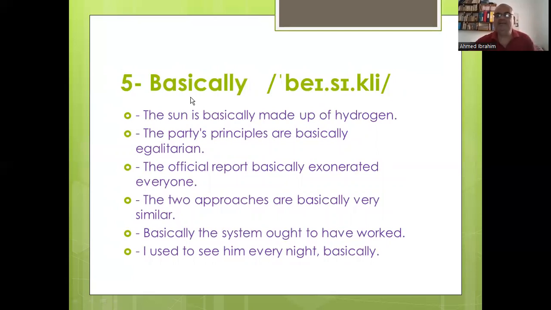Basically, the sun is basically made up of hydrogen. The party's principles are basically egalitarian. The official report basically exonerated everyone. The two approaches are basically very similar. Basically, the system ought to have worked. I used to see him every night, basically.